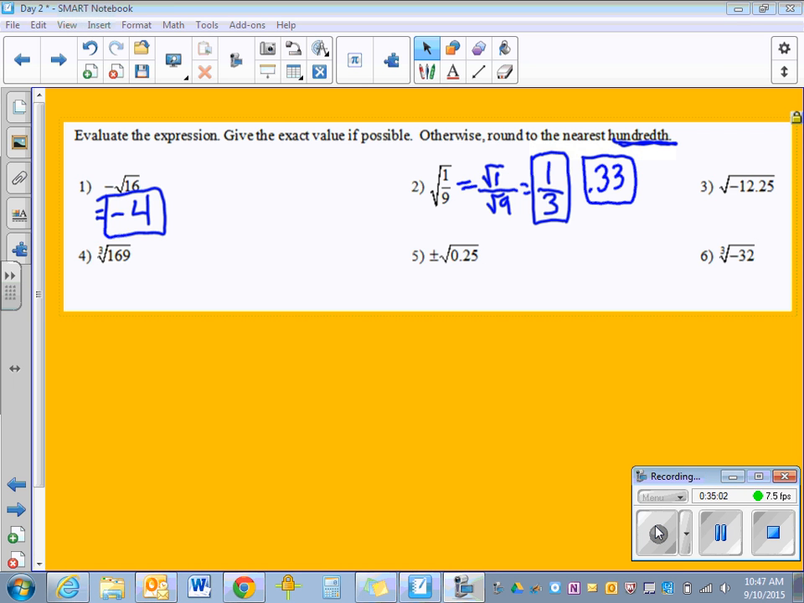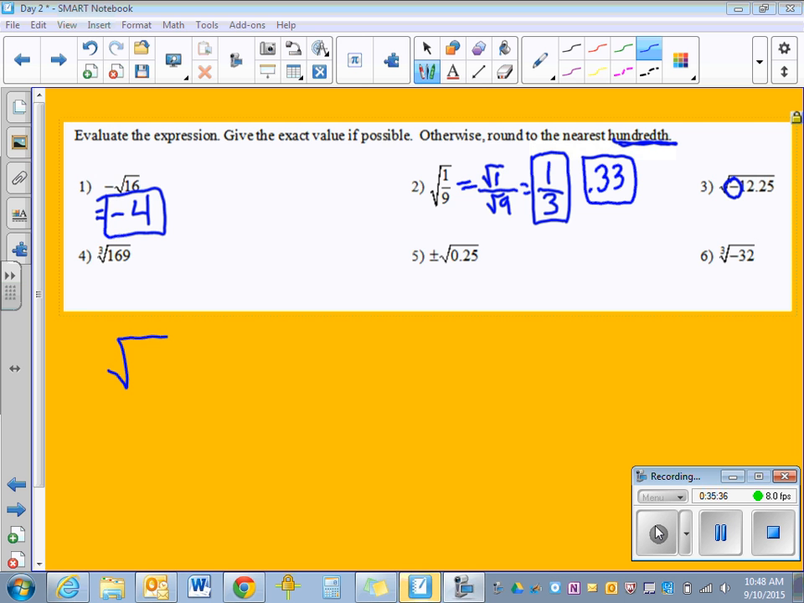Let's take a look at our answers here. What did we get for number 3? The square root of negative 12.25. What happened when you put this into your calculator? It showed error, yes. And it might have even said non-real solution or non-real answer. The issue is that there is a negative underneath my square root. So let's take a look at a simple example of this.